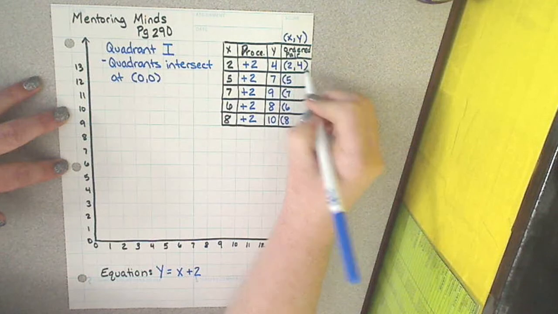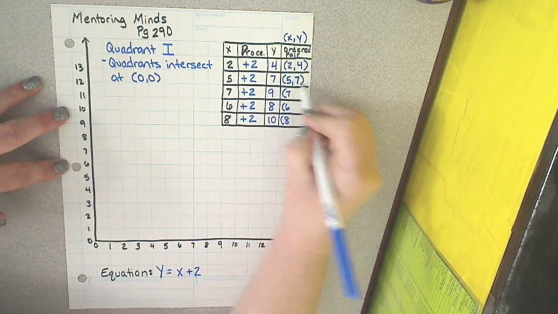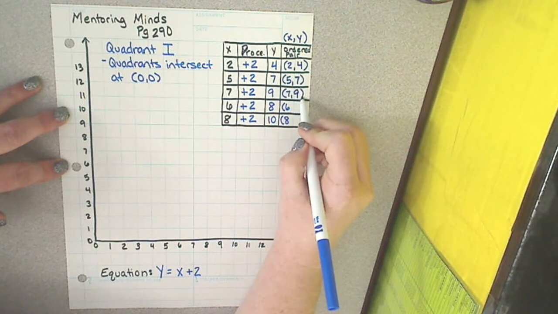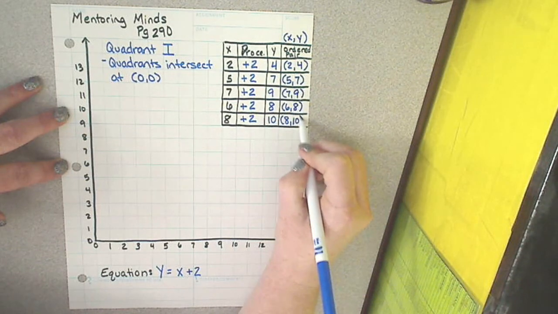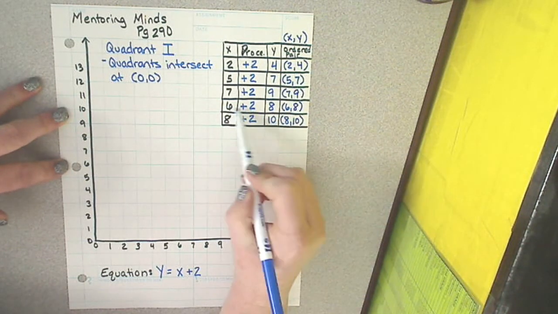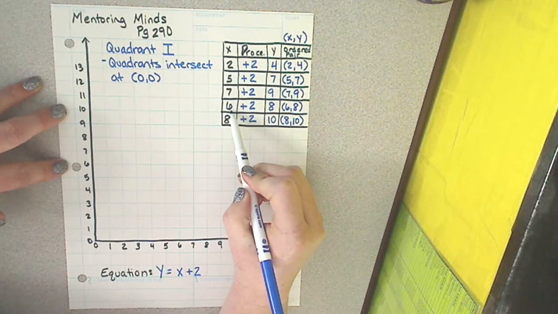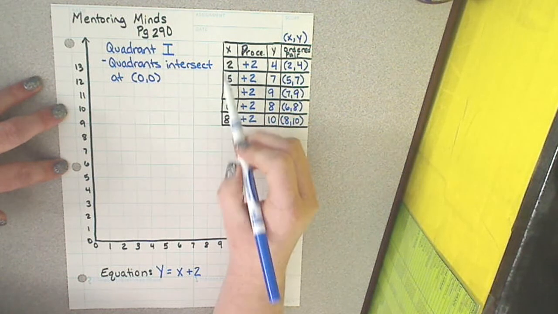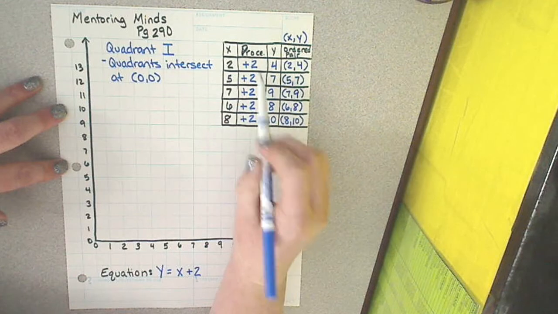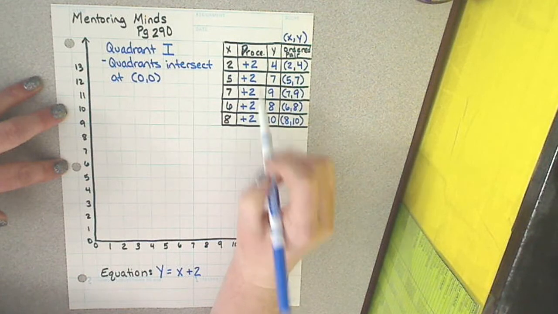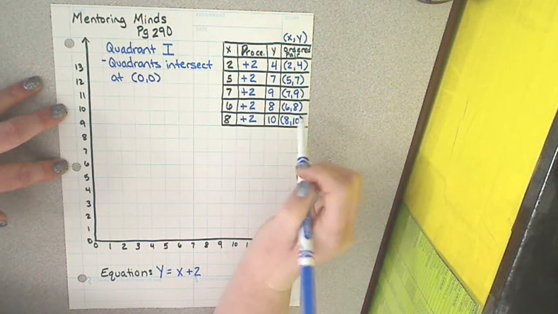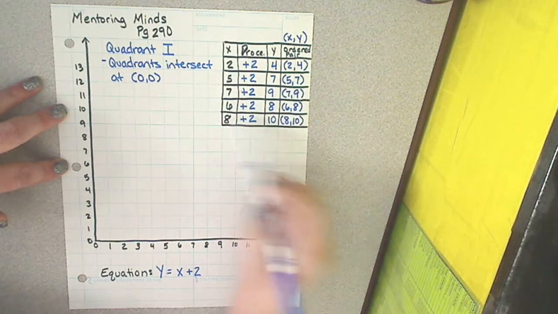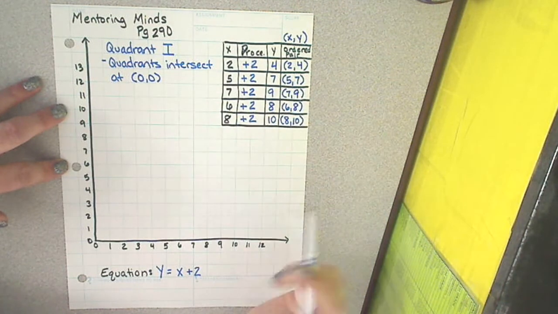So 4, 7, 9, 8, and 10. And the reason I put this 6 out of order is I wanted you to make the connection that it doesn't matter which order our x's are in, the process is still going to be the same. So therefore the ordered pairs with our x's is going to be the same no matter where they are in the rows. That doesn't matter.